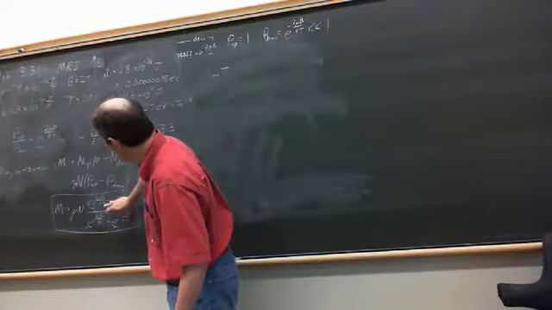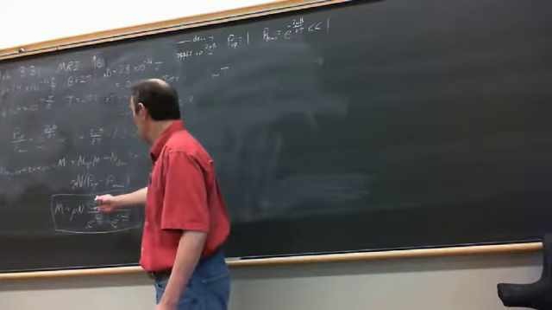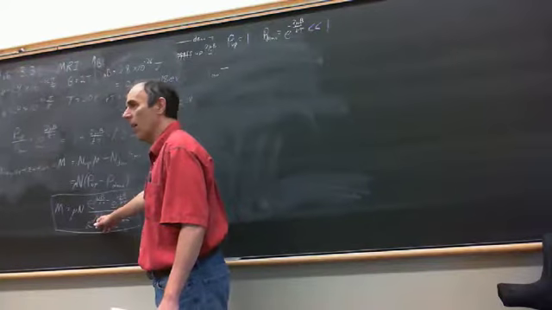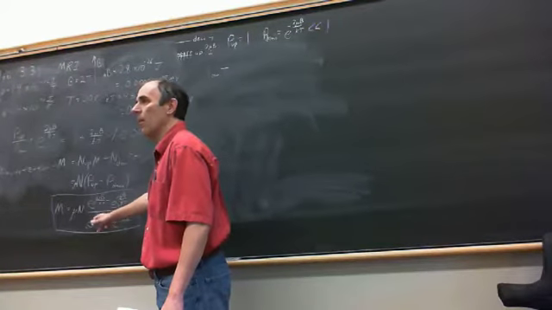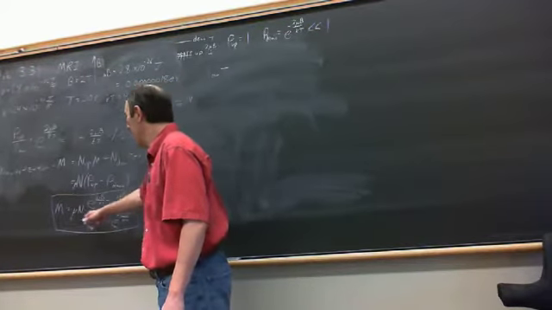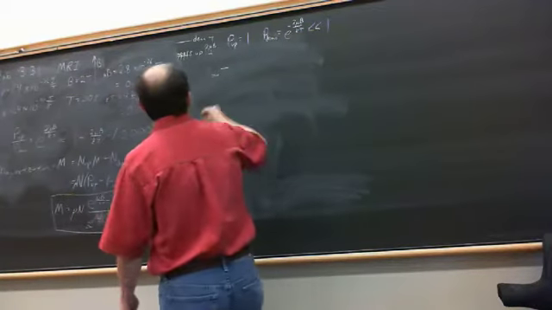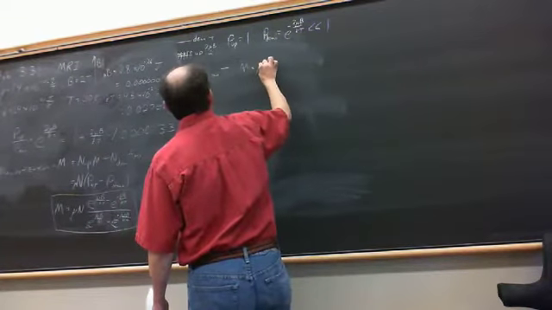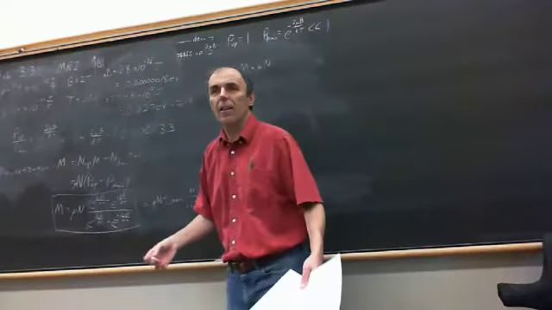This would be negligible, and so will this. This will be huge, but so will this. It'll give you 1, and you'll just be left with mu n. So magnetization is mu n. How do you interpret that?